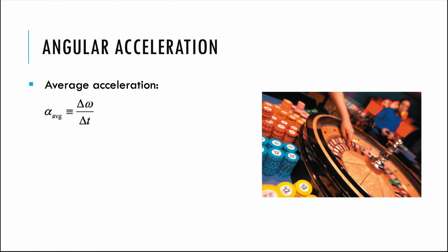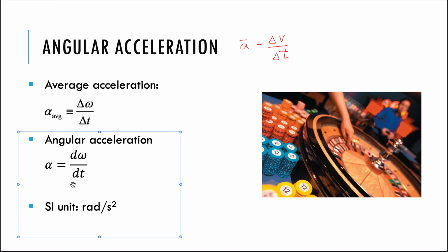Let's look at our final variable, the angular acceleration. You'll see that it looks very similar to the linear analog. Average acceleration was delta v per time. Well, now it's delta omega per time. The change in angular speed per time. If you're spinning this roulette here, you might not spin it at a constant speed. It might start slow and then speed up. So you can have some acceleration when an object is rotating.